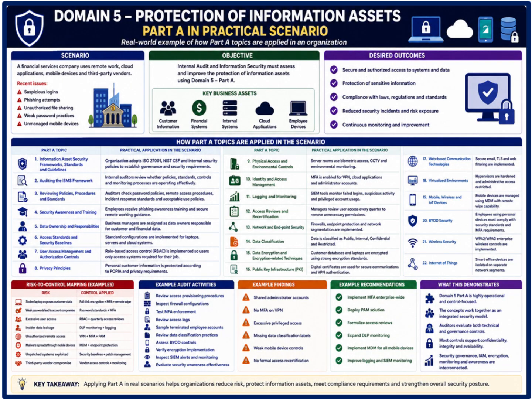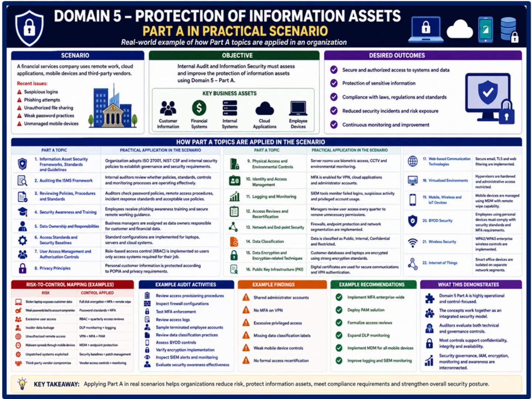This slide brings together all the major concepts covered in Part A of Domain 5 and demonstrates how they are applied in a practical business scenario. The scenario describes a financial services company that relies heavily on remote work, cloud applications, mobile devices, and third-party vendors. Recently, the organization has experienced suspicious logins, phishing attempts, unauthorized file sharing, weak password practices, and unmanaged mobile devices.